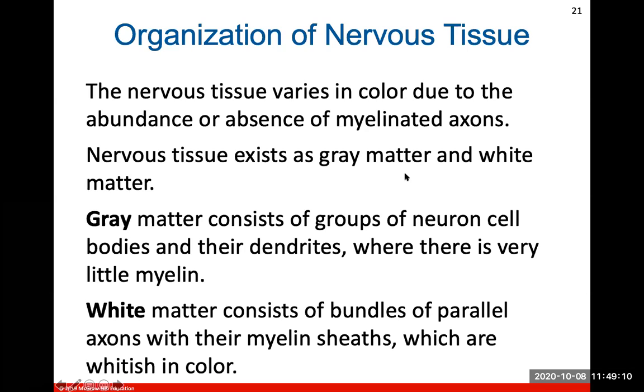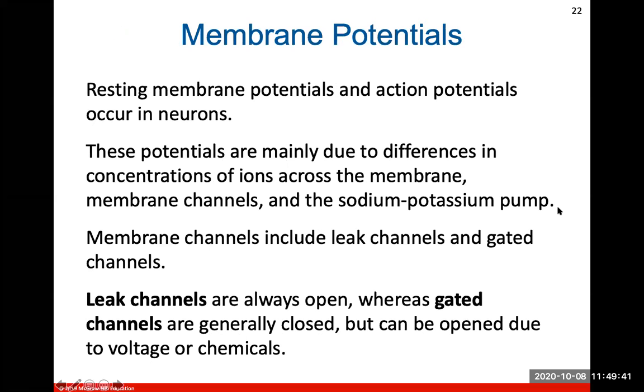The nervous tissue varies in color due to abundance or absence of myelinated axons. And we call nervous tissue either gray matter or white matter. Really simply, white matter contains axons with myelin sheaths because myelin is white. So white matter will contain those myelinated axons. And gray matter will usually consist of neuron cell bodies and their dendrites, where there's very little myelination. So that's gray matter and white matter. Then we'll talk a little bit about membrane potentials.